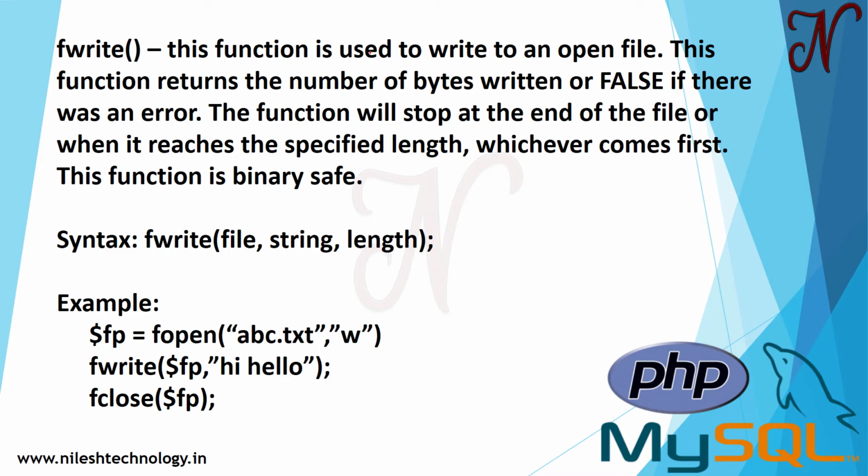So there is one function, fwrite. It returns the number of bytes written, or false if there was an error. The function will stop at the end of the file or when it reaches the specified length, whichever comes first. This function is binary safe. By using the fwrite function, this is the syntax: file, string, and the length.